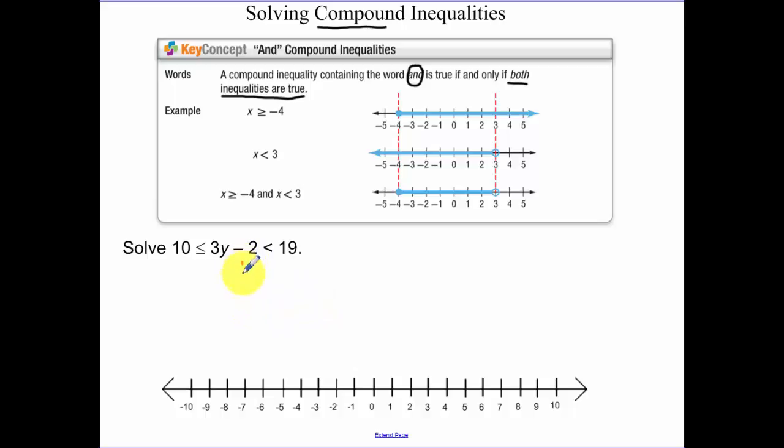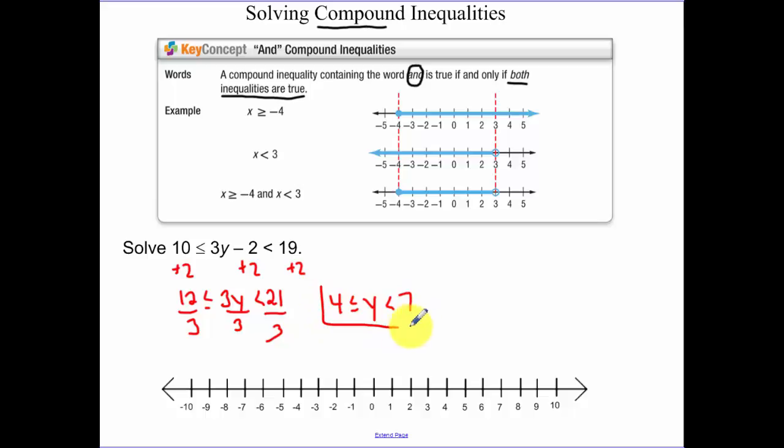What you can do is add 2 to every number, so that I have 12 less than or equal to 3y less than 21. And then if I divide everything by 3, we get 4 less than or equal to y less than 7. This is a fancy way to write a compound inequality.